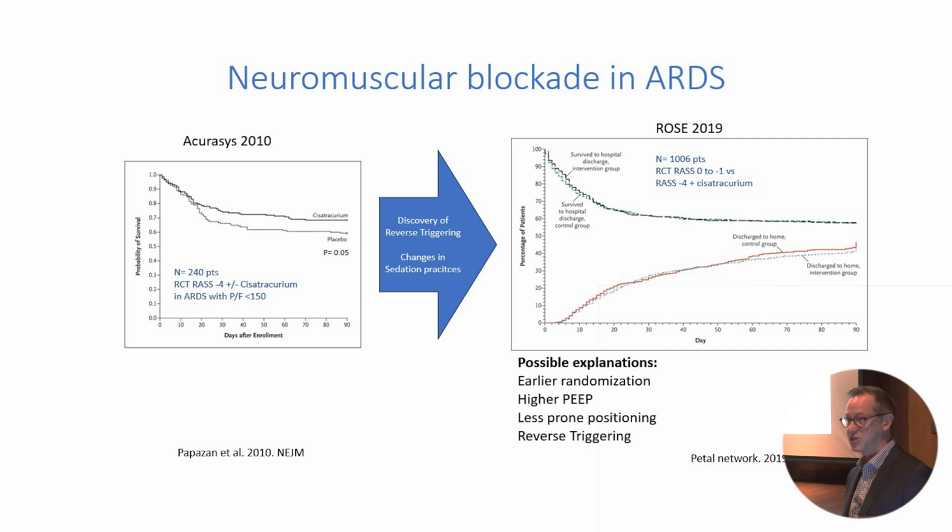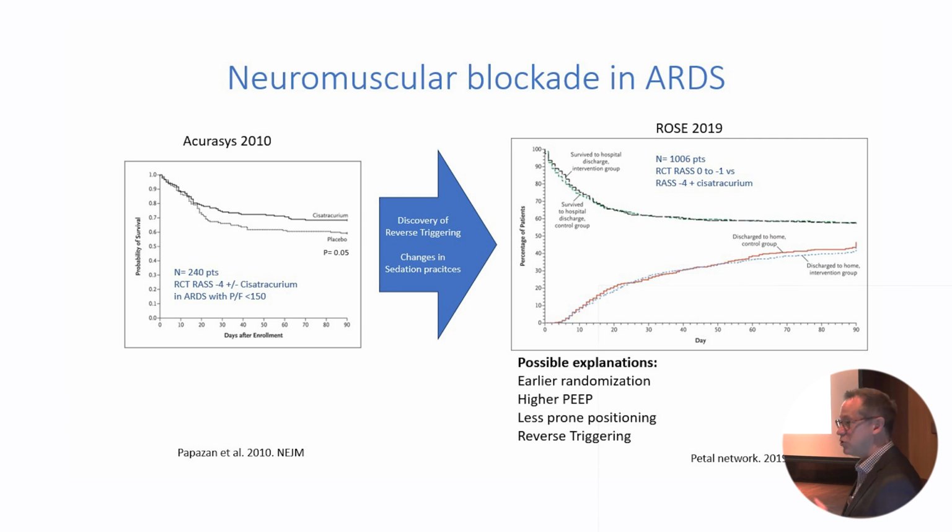The neuromuscular blocking agent story, I think, is even more interesting, especially for a group of us who love ventilators. So this story begins in 2010, with the publication of the ACURASYS trial. This study was a small randomized controlled trial of moderate to severe ARDS, and they randomized patients to deep sedation, so RASS of -4, or deep sedation plus paralytics. What they found was a significant improvement in mortality in the cisatracurium group. And so this prompted a lot of providers to routinely use paralytics in the management of ARDS, especially early.